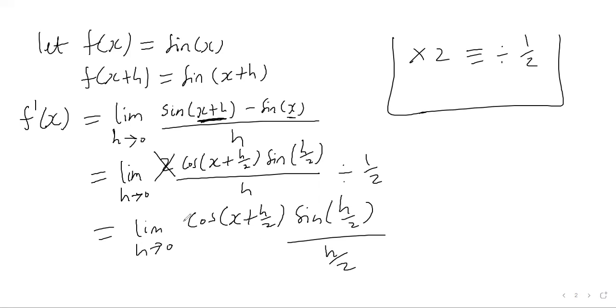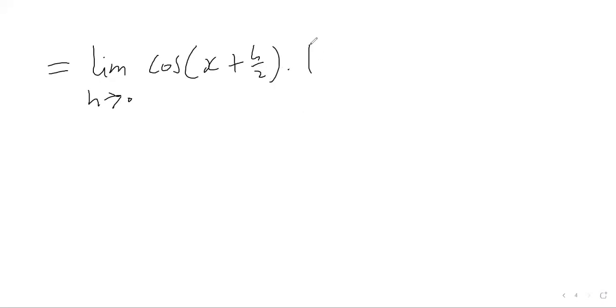Okay, great. So now we can actually split the limits into two different multiplications, or two different parts. So this limit is exactly the same. It's the limit as h goes to 0 of cos of x plus a half h multiplied by the limit as h goes to 0 of sine of a half h divided by a half h.